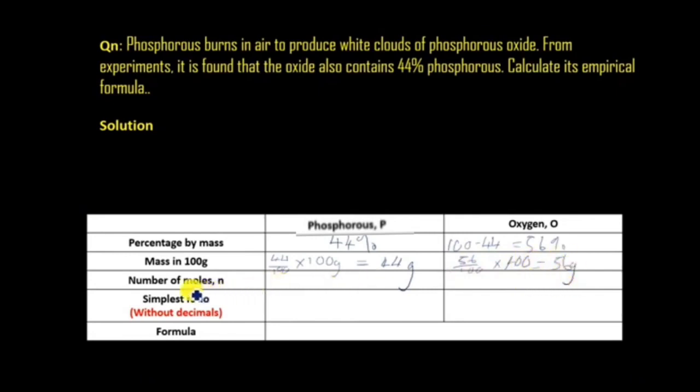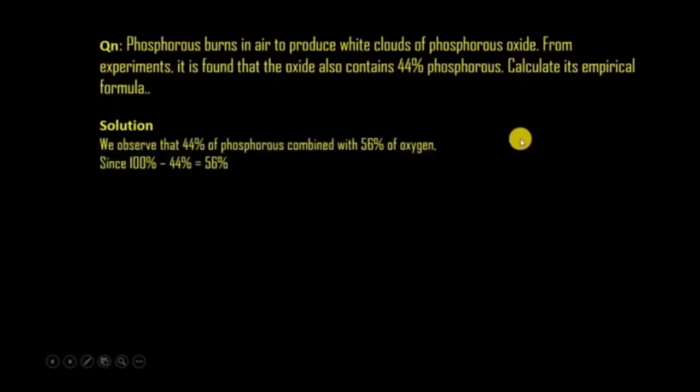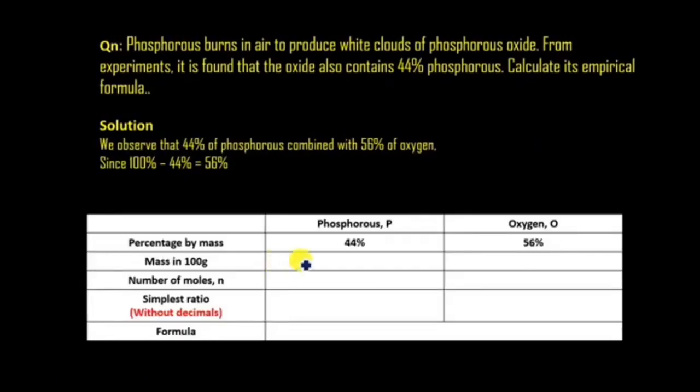Now we need to find the number of moles for phosphorus and the number of moles for oxygen. Phosphorus is here. It has a relative atomic mass of 30, and again our oxygen is here with its 16. So we've already deduced the masses from the periodic table. Here we can see that it is 30.1 and oxygen is simply 16. We've already deduced that phosphorus has 44%, and therefore oxygen has 56%. The mass in a 100-gram sample is 44% of 100, giving us 44 grams. And here, 56% of 100 gives us 56 grams.